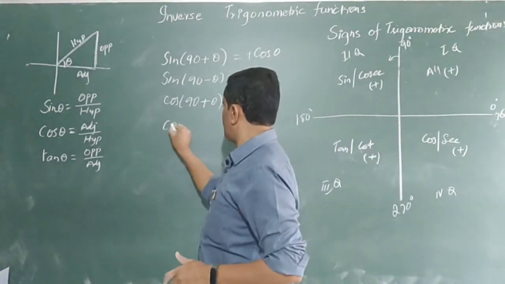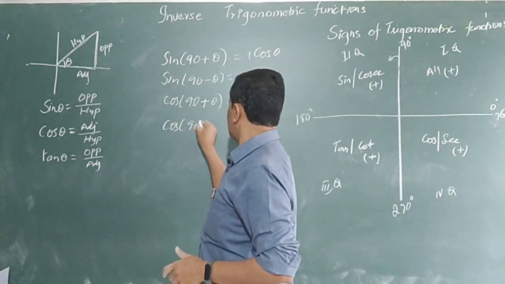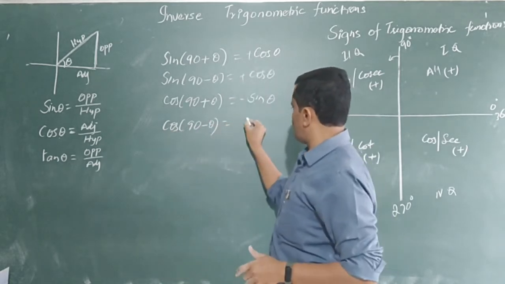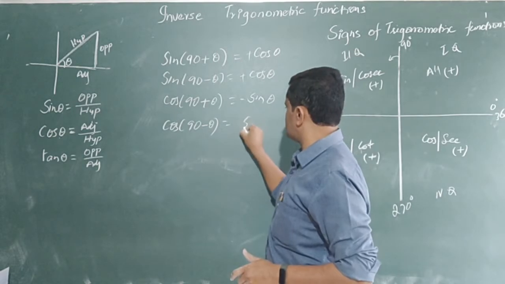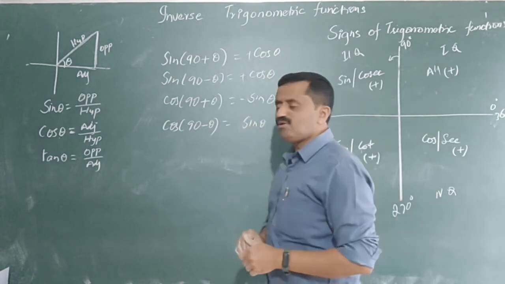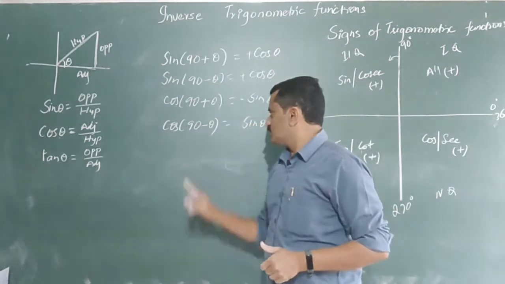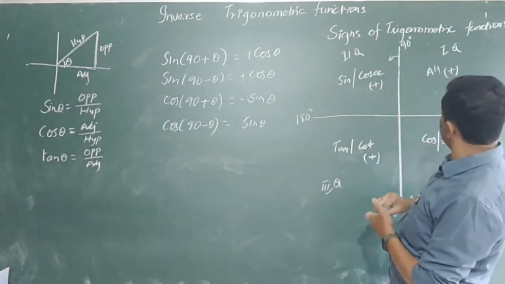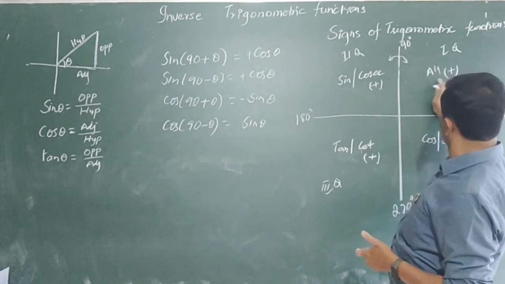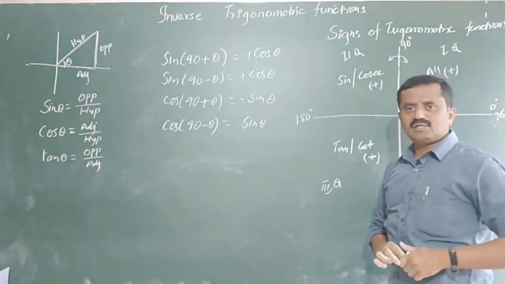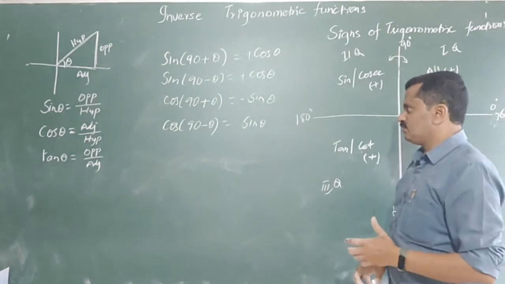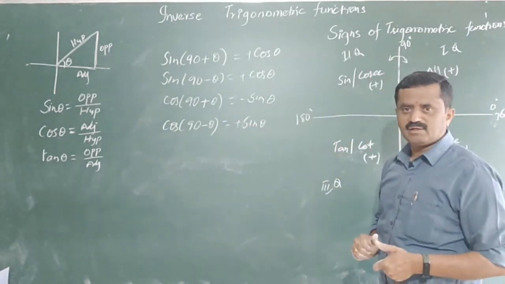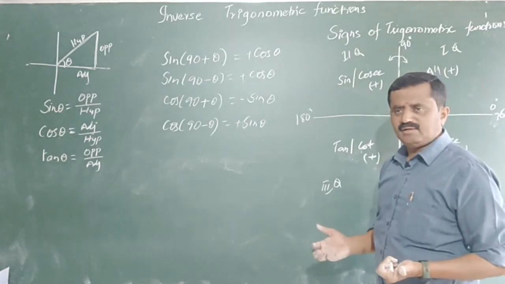Again, we have cos of 90 minus theta, that is equal to sin theta, as the ratio changes. Then observe the sign. 90 minus comes in which quadrant? In the first quadrant, all the ratios are positive. Therefore this is plus. Observe this. Okay, similarly for all the ratios.